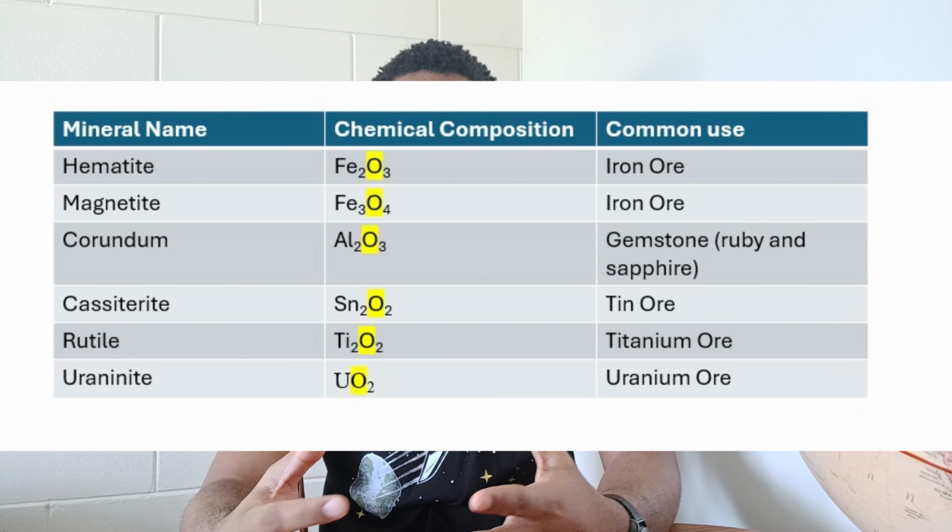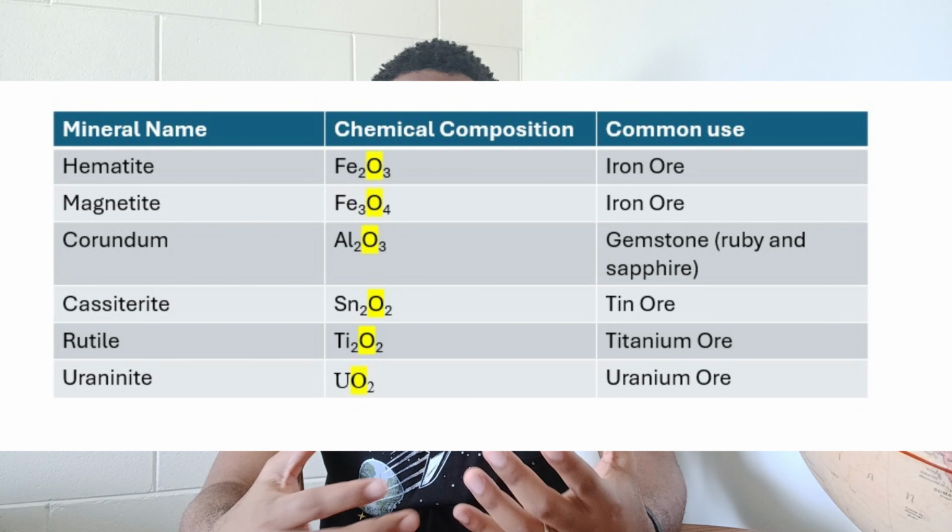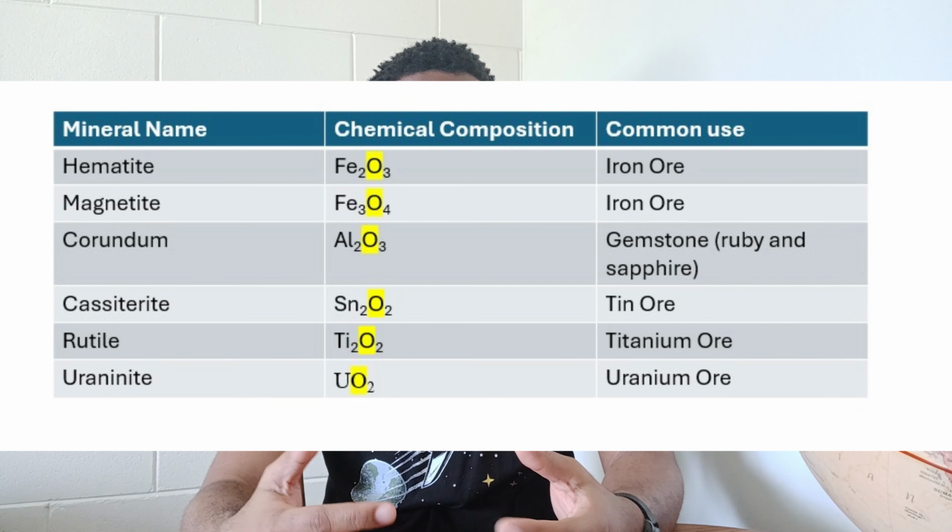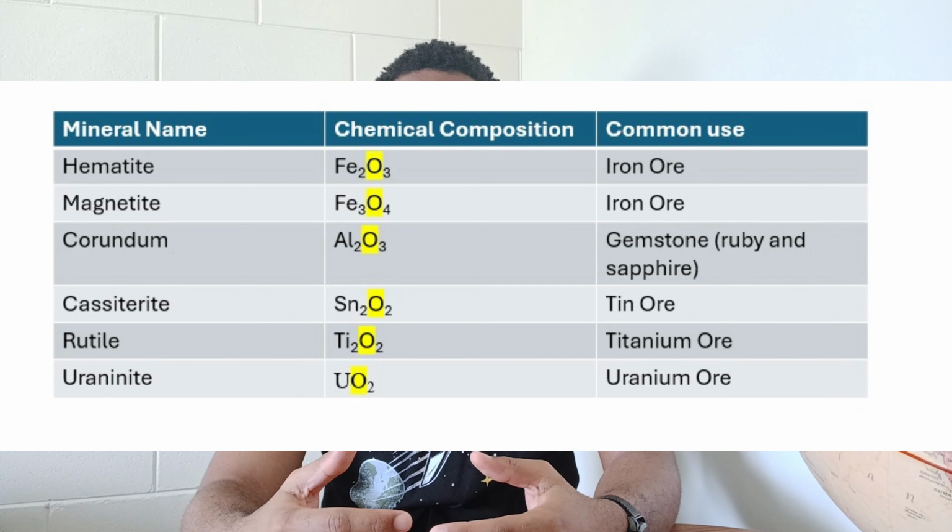So now we're at the oxides. Oxide minerals form when the element oxygen bonds with metals. Some of Earth's most important metals, which we use every day, started in this way. And this includes things like iron, uranium, and titanium.